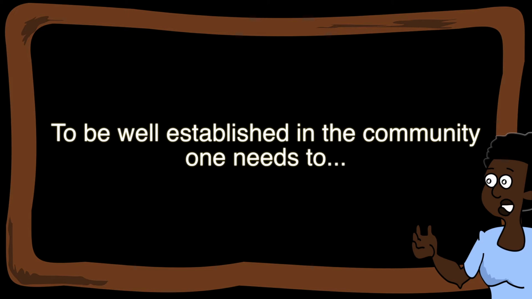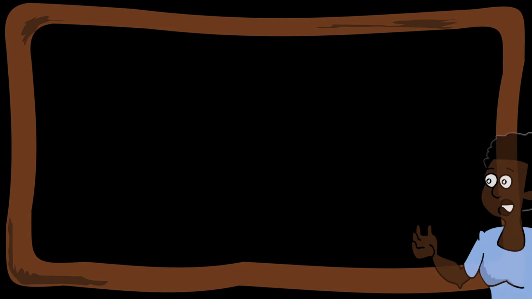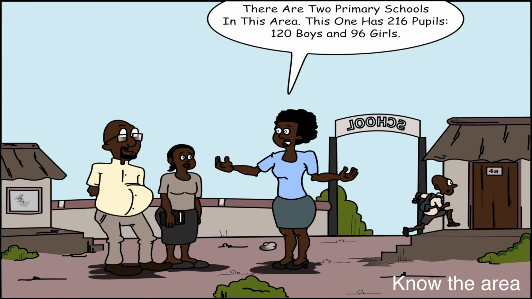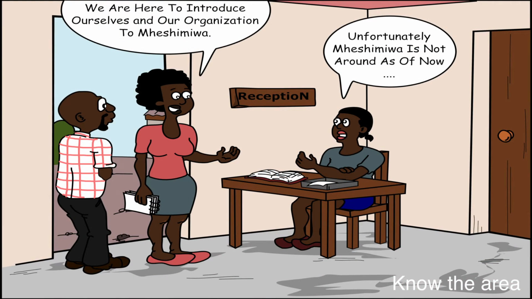To be well established in the community, one needs to know the area. Research human demographics like the population of the area, regional demographics like the number of hospitals and schools, and know what other organizations are doing in the area.